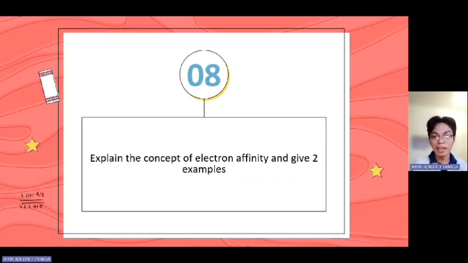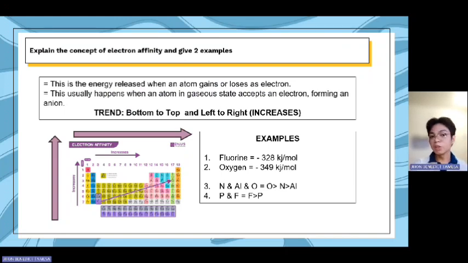Explain the concept of electron affinity and give 2 examples. So what is electron affinity? Electron affinity is the energy released when an atom gains an electron. This usually happens when an atom in gaseous state accepts an electron, forming a negatively charged ion. The trend of electron affinity is bottom to top and left to right. That is where their values increase.